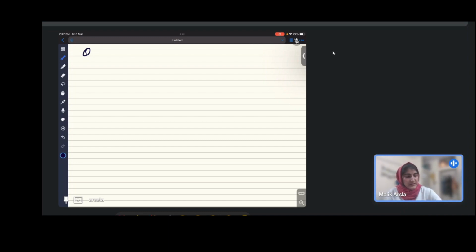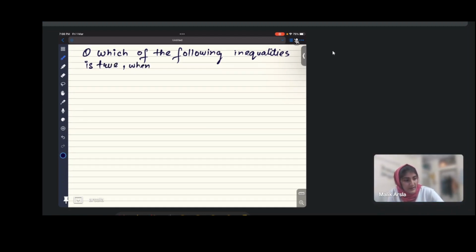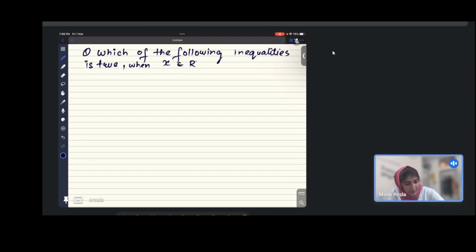So here on my screen, we have the first question. Is my screen visible? Okay. Which of the following inequalities is true when x belongs to Rn? Below are given certain inequalities which we have to check whether they are true or not.